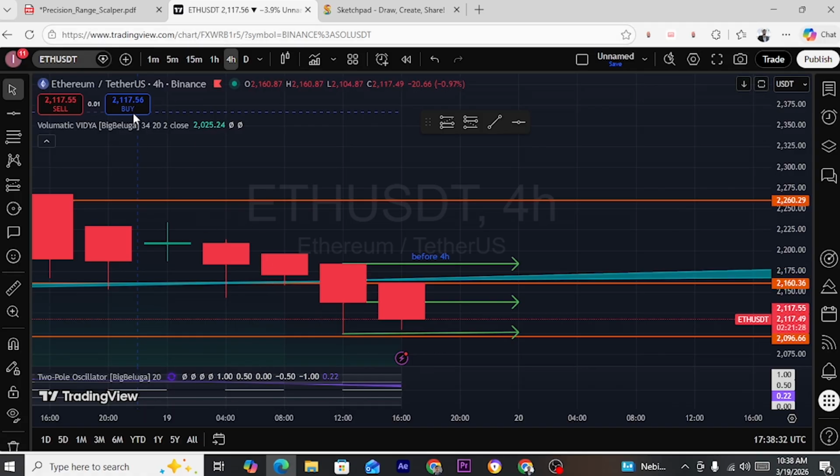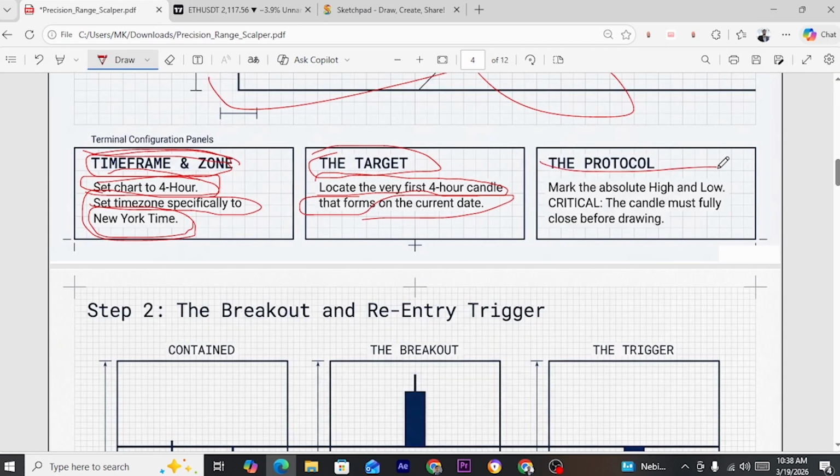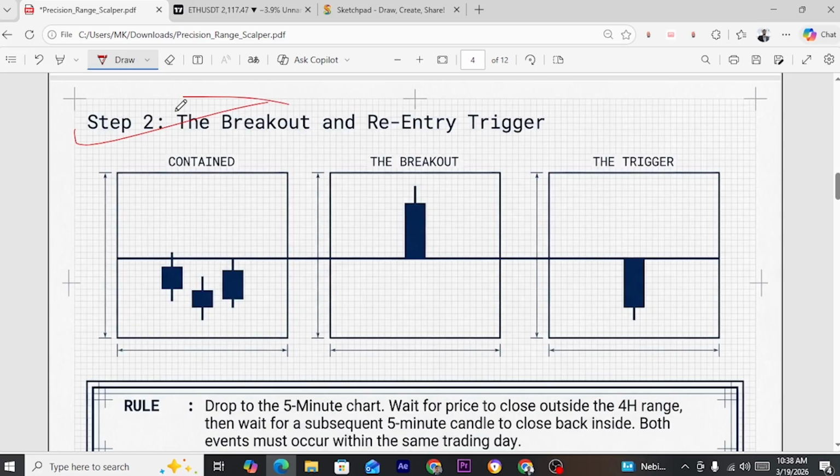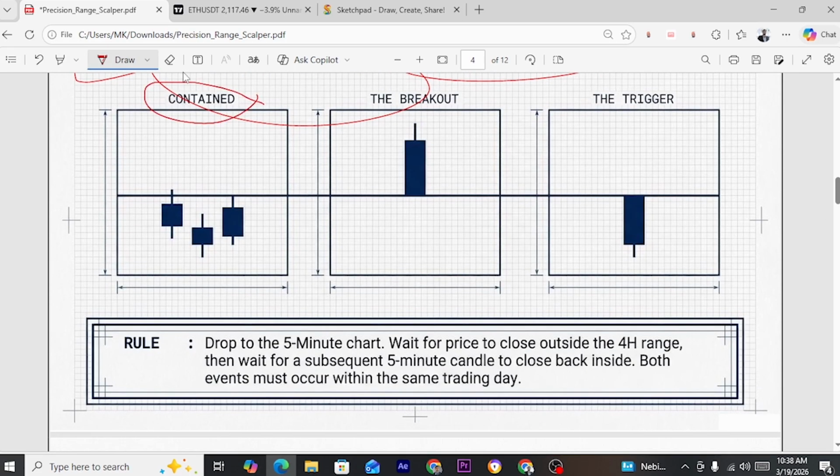So what should we do? Let's jump the protocol: mark the absolute high and low, critical. The candle must follow close before drawing. Okay, so step 2, the breakout and re-entry trigger. So let's learn from here.